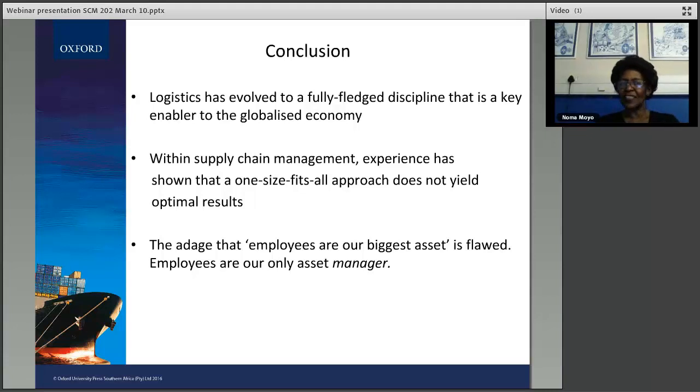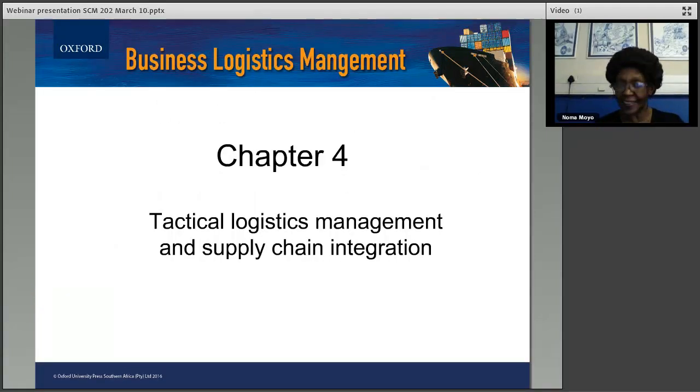Then, in conclusion, logistics has evolved to a fully fledged discipline that is a key enabler to the globalized economy. Within supply chain management, experience has shown that a one-size-fits-all approach does not yield optimal results. The adage that employees are our biggest asset is flawed. Employees are our only asset, Manager. That was chapter 3.